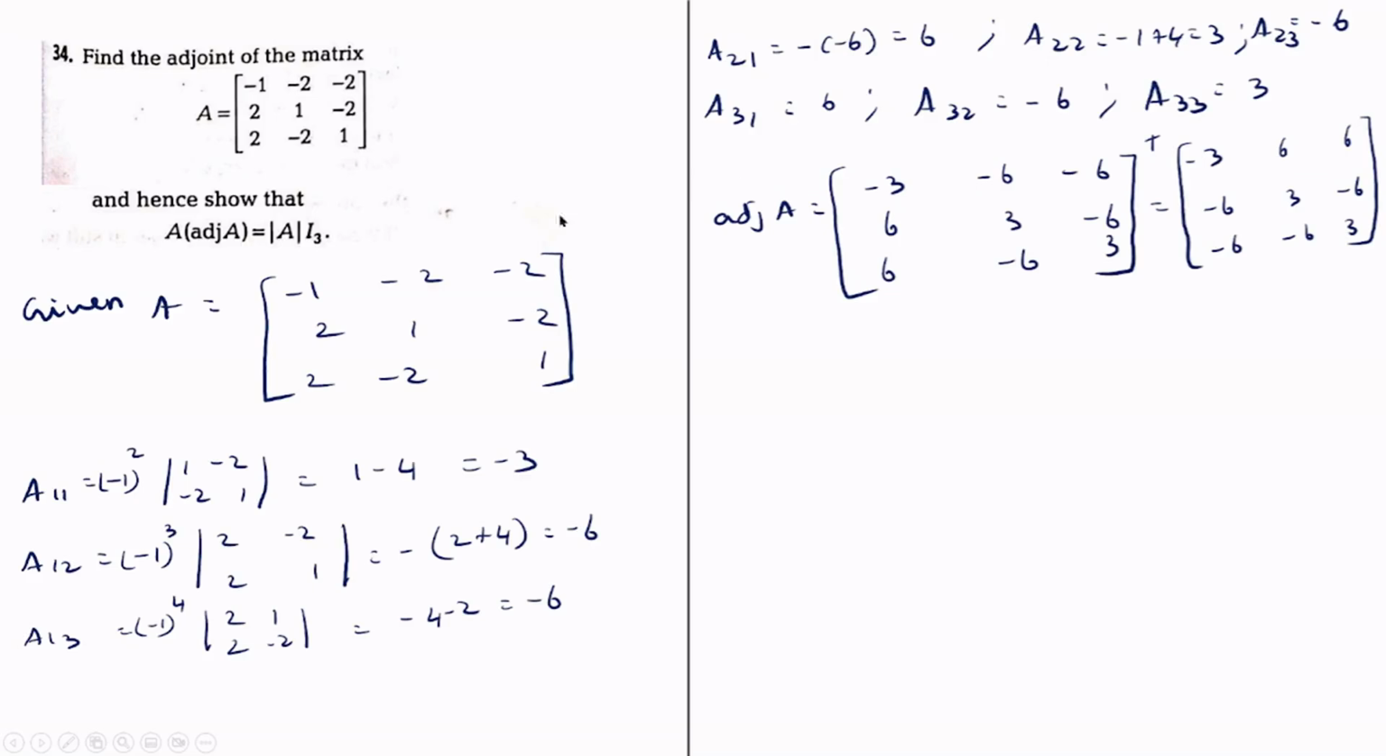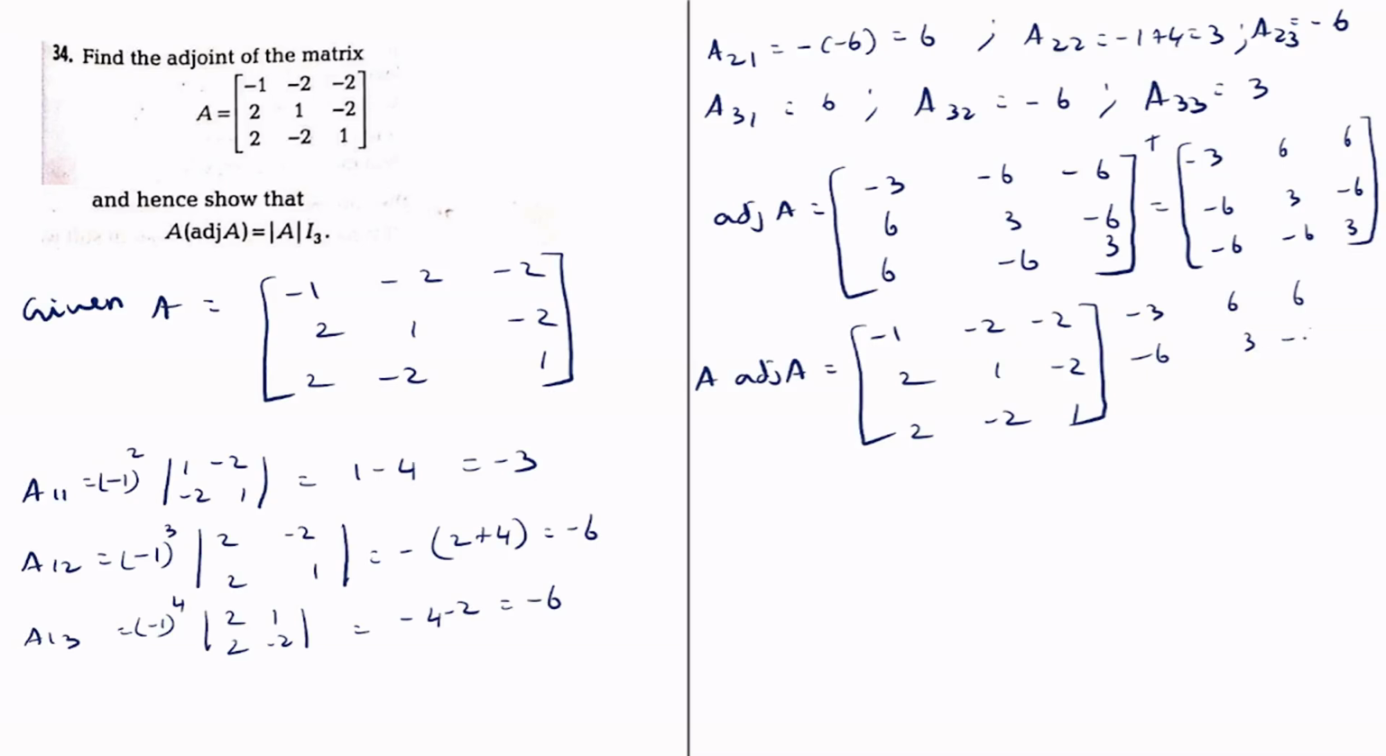Now we have to show that A into adjoint of A is equal to determinant of A into I3. So we have to multiply A and adjoint of A. A into adjoint of A is [-1, -2, -2; 2, 1, -2; 2, -2, 1] times adjoint of A, [-3, 6, 6; -6, 3, -6; -6, -6, 3].